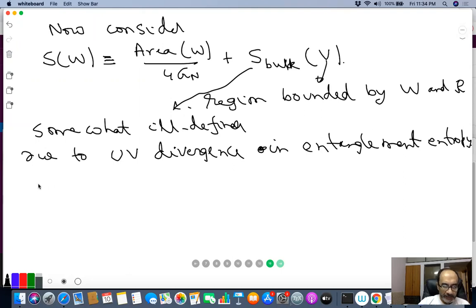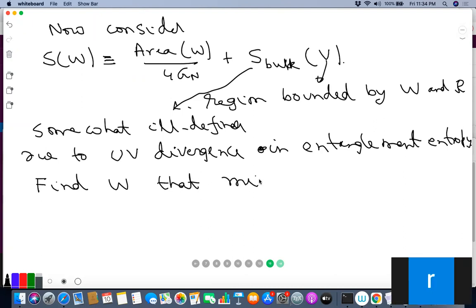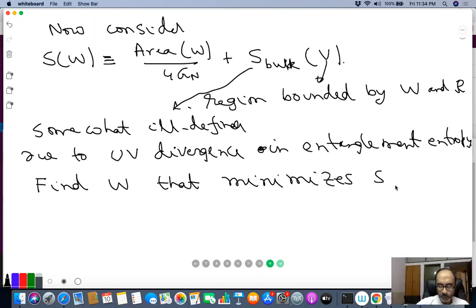So then the idea is that we find W that minimizes S of W. So we minimize not just the area, which was the original Ryu-Takayanagi formula, but the area of W together with this one, the bulk entanglement entropy inside of this volume.